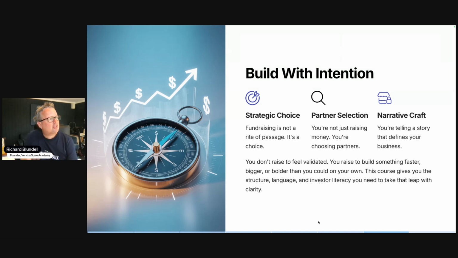It's not a stage of, oh, well, I've built a software, now I need to raise, now I feel validated. Validation comes from selling your software, from really delighted customers who refer you to other areas. Only bring money into your business if you have a plan of going faster, bigger, or being bolder. And we will give you the structure, we will give you the language on this course, and we will give you investor literacy that's come from investors themselves. And that literacy will give you the ability to move forward with absolute clarity. So build with intention, raise with intention, or don't raise with intention.